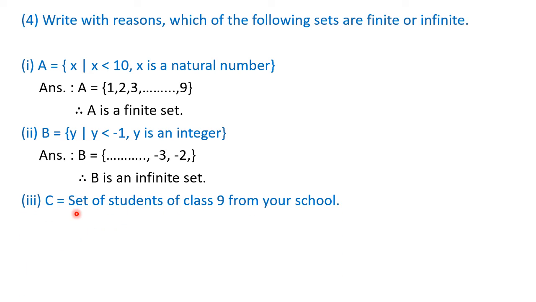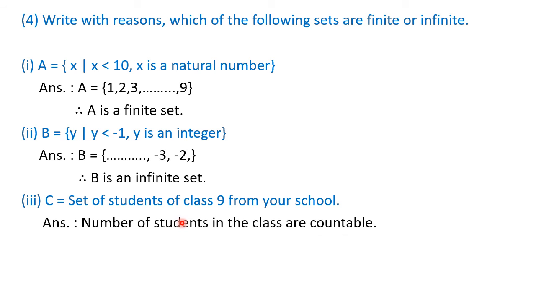Next, C is the set of students of class 9th from your school. Now say our school has 3 divisions and each division contains 60 students. So we can say that in class 9 there are 180 students. That means we can count the students. We know that the students are limited. So we can say that this is a finite set. Okay. So the number of students in the class is countable and therefore C is a finite set. Okay, let us go ahead.